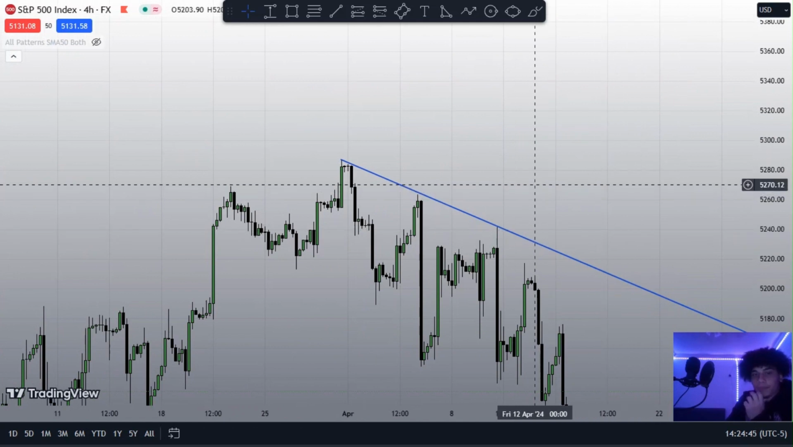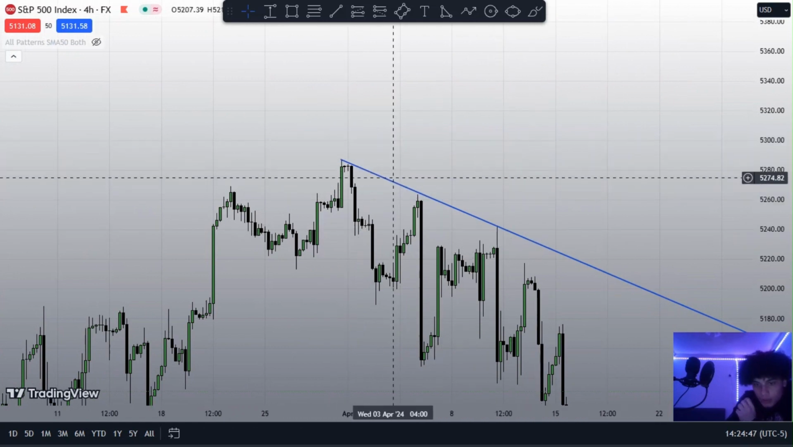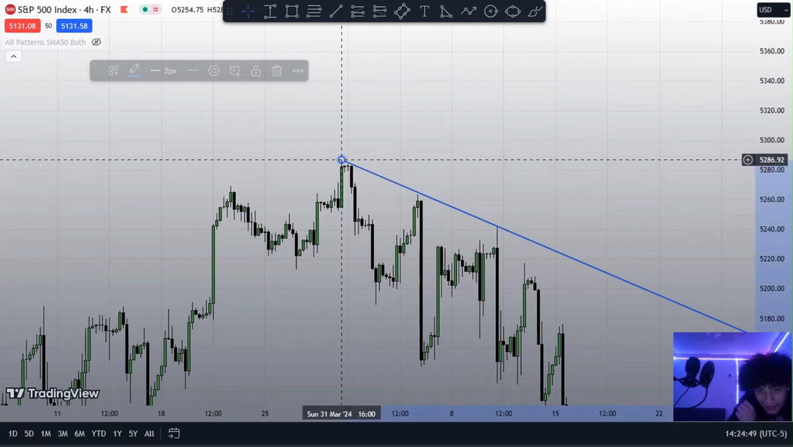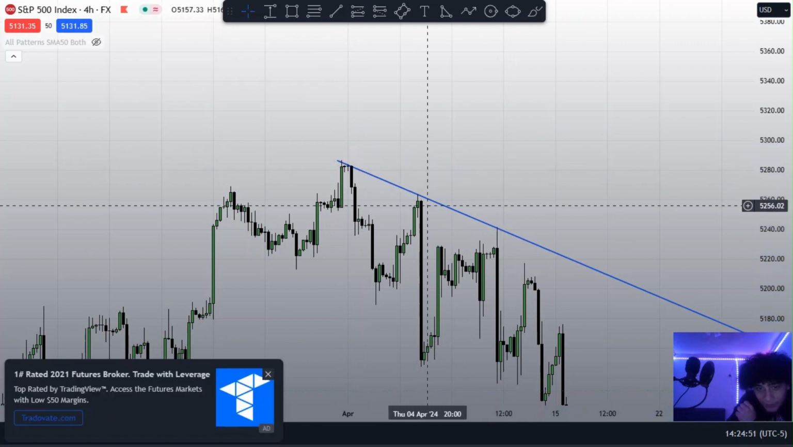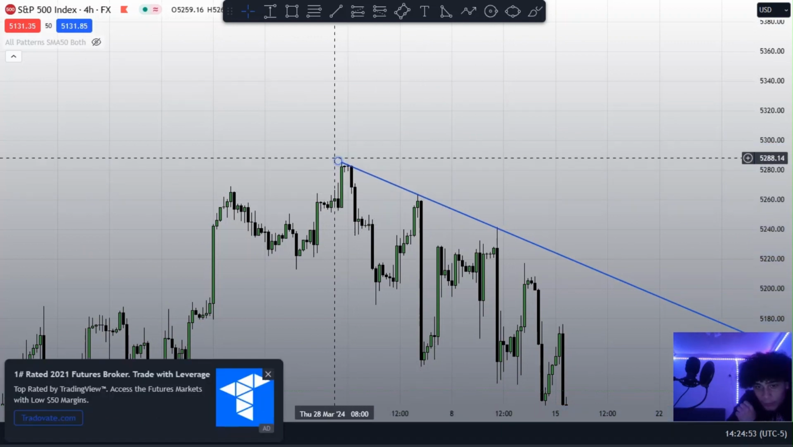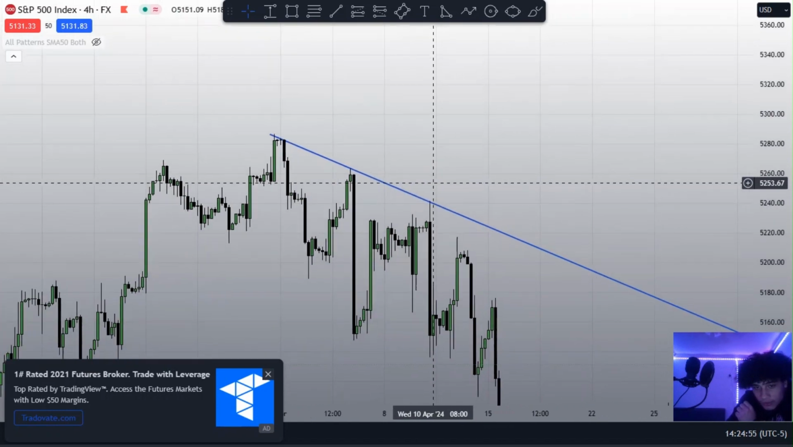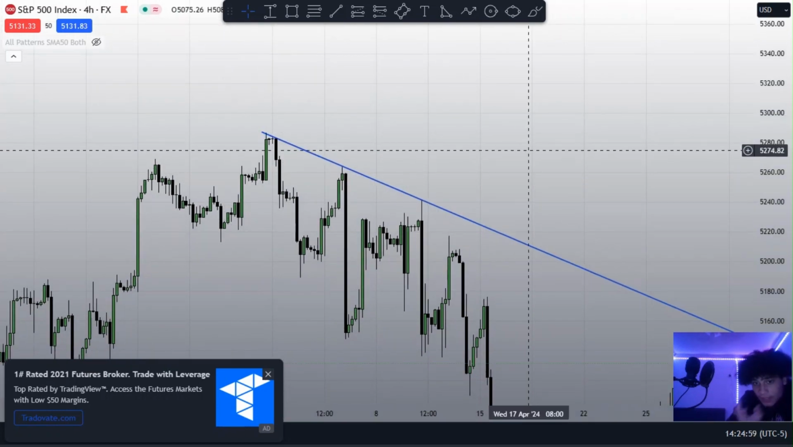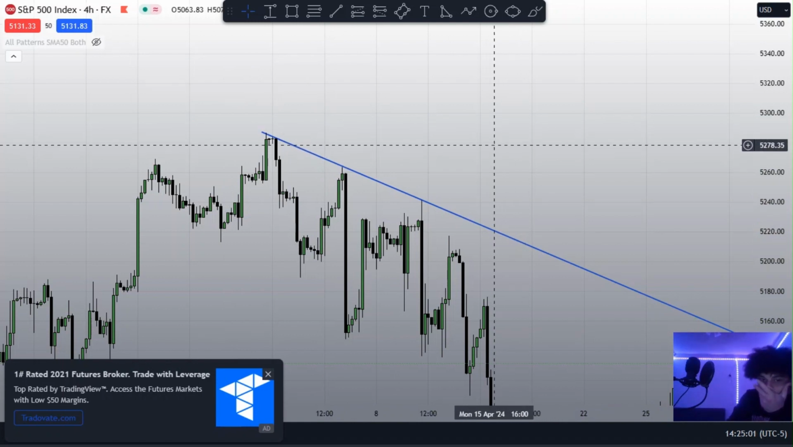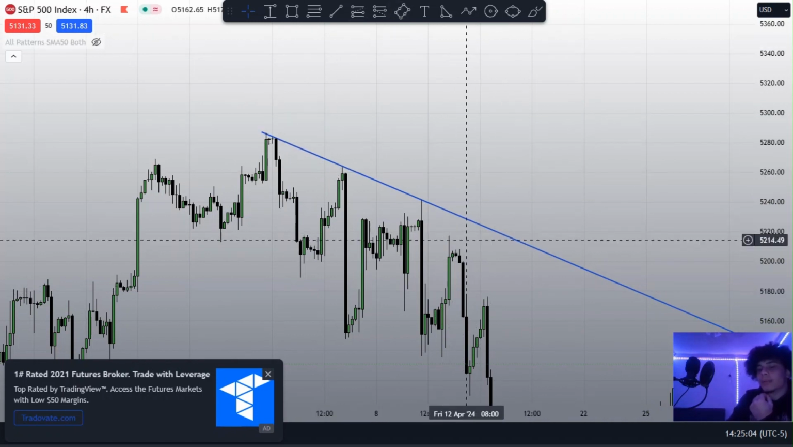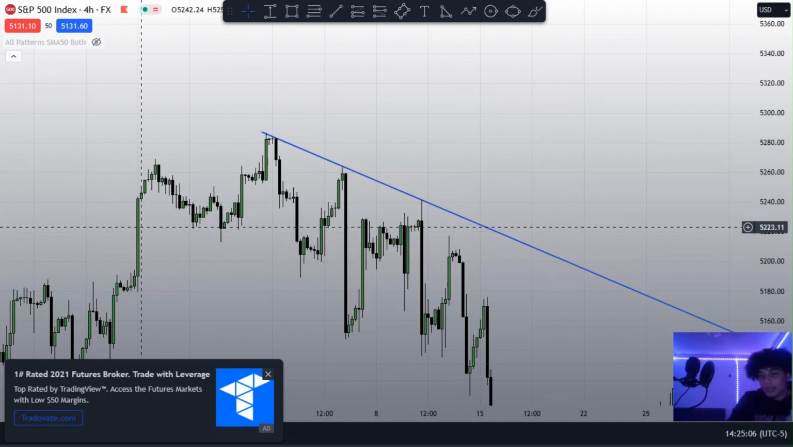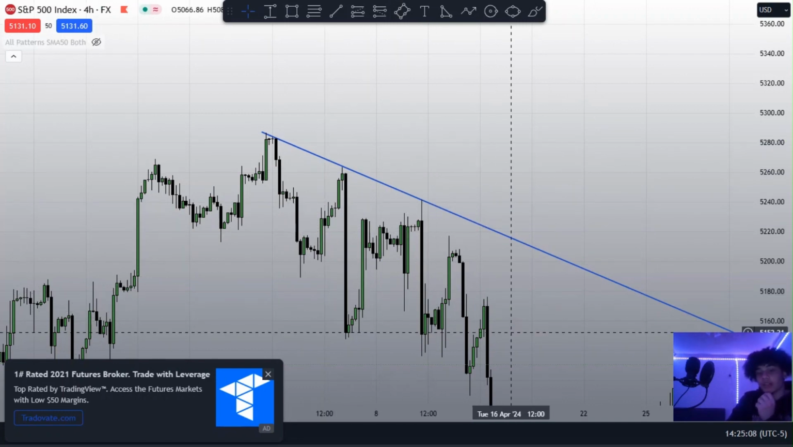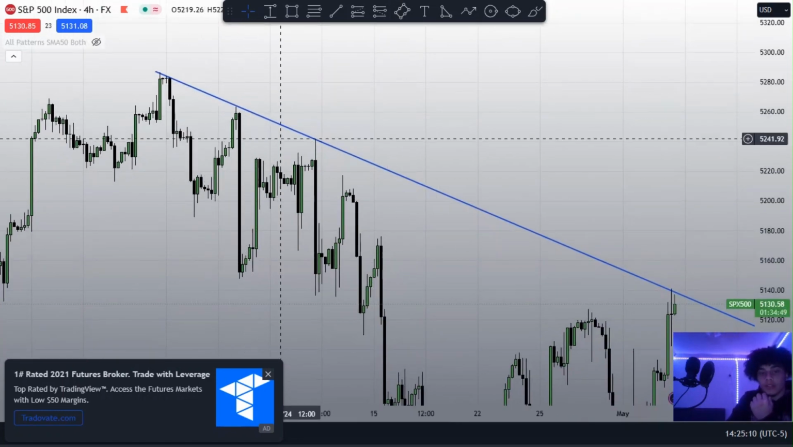Alright, so one touch. Yeah, here we go. Alright, so got one touch, two touch, three touch. Doesn't need to be perfect or nothing. Just needs to touch, basically. Even if there's a long wick past it, it'll still count as a touch. You feel me? Because it clearly rejected off of it. But yeah, I got one touch, two touch, three touch.